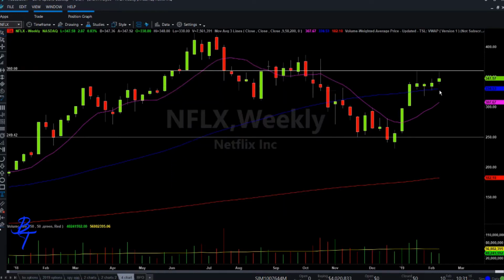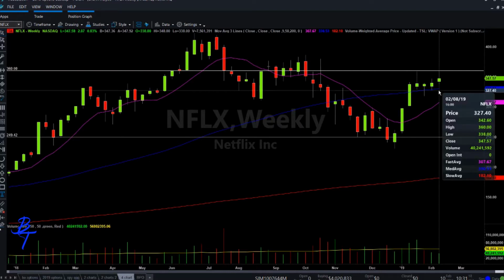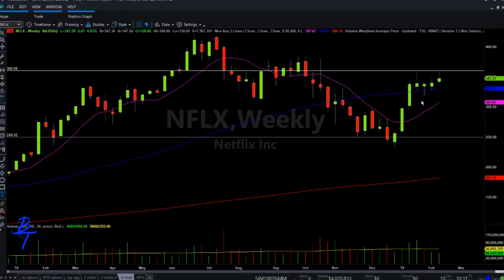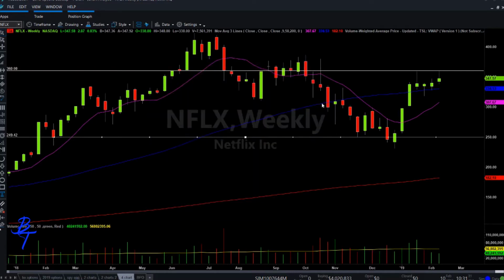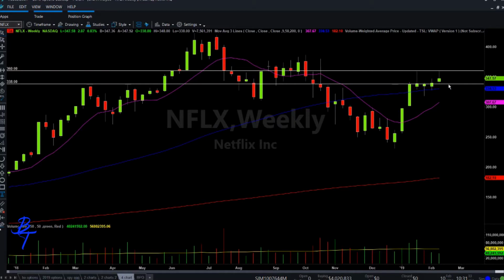And then the low on the candle is 338. If you all can see it in that little box, it says 338 low. So the low on that candle is 338. So I'll go in and I'll mark it up 338. And it'll automatically go to that area.